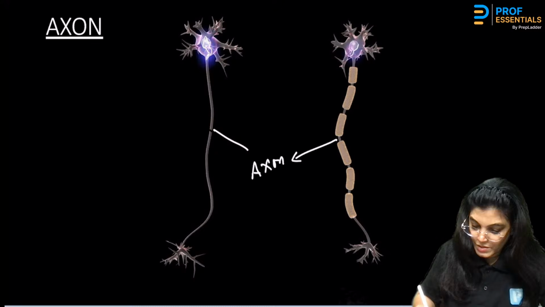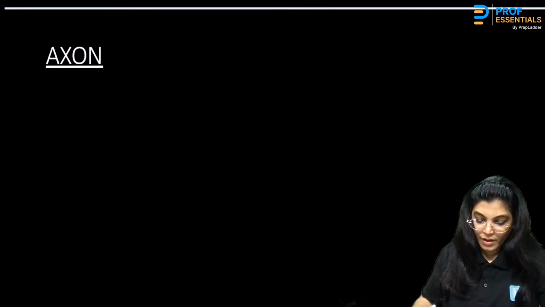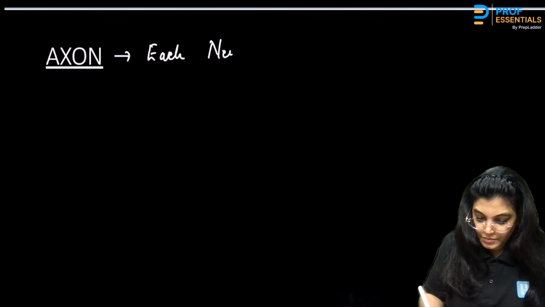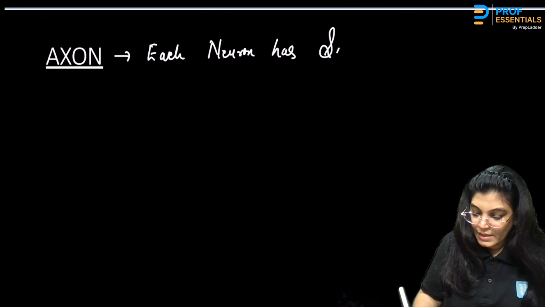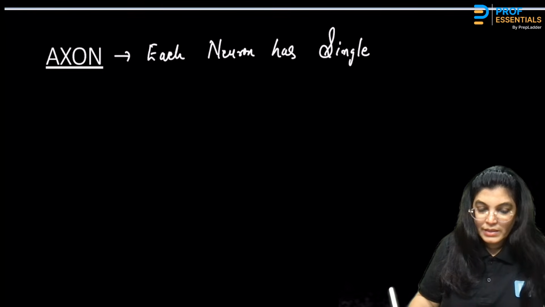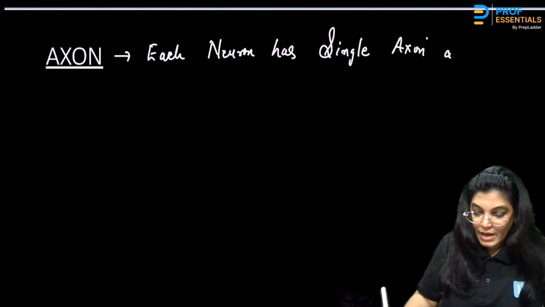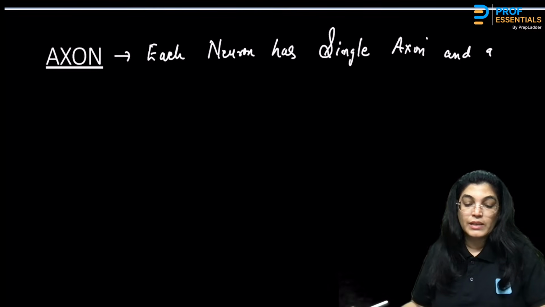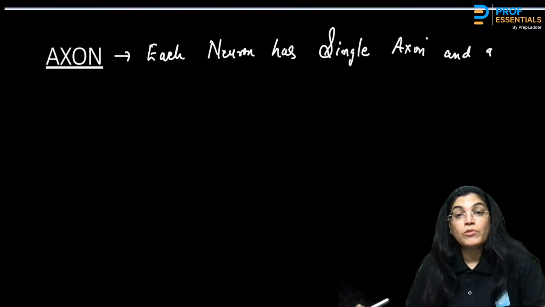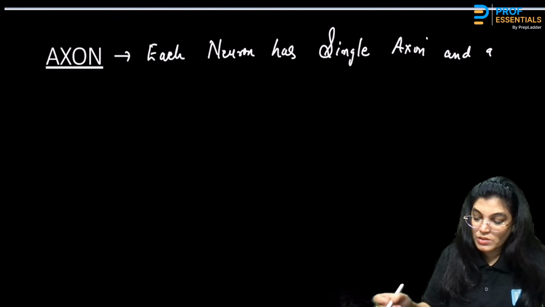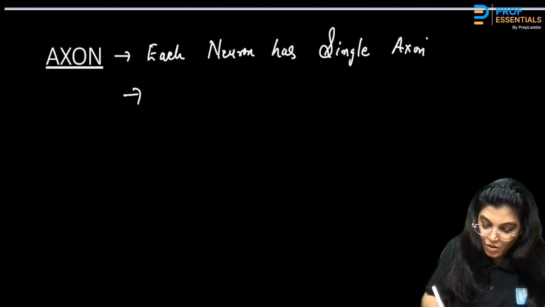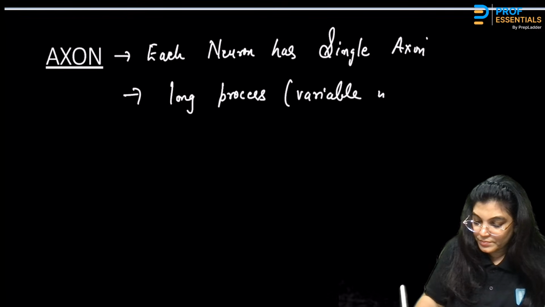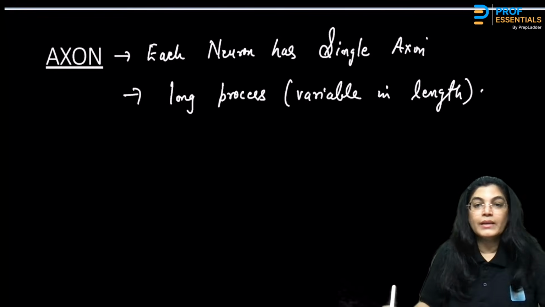Okay, these are the axons which are shown in the image. Each neuron has a single axon, and this is a long process. If I am talking about the axon, it is the long process of the neuron, and it is variable in length.